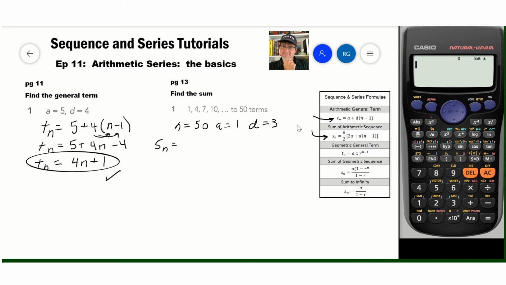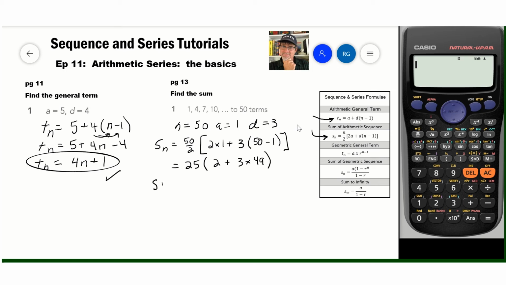So I got to do n, that's 50, divided by 2. Then I got to put a bracket, and I've got 2 times a, that's 2 times 1, plus d, that's 3. And then I've got to do n minus 1. In this case, remember, n is 50. So I've got to do 50 minus 1. Now I'll just do some simplifying here. 50 over 2, well, that's 25. 2 times 1, that's 2, plus 3 times 49.